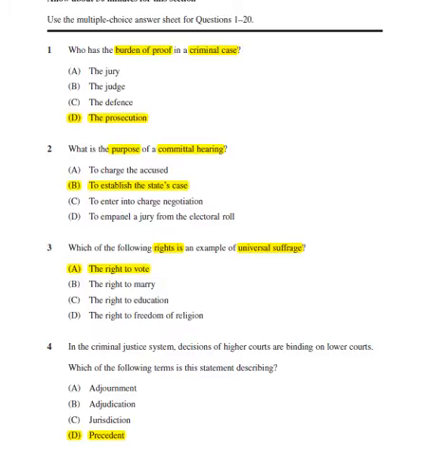Now question 1 relates to who has the burden of proof in a criminal case. The key words here are burden of proof and in a criminal case. Now we know that it's not the jury or the judge. Where you can really get confused is between the defense and the prosecution. But in a criminal case, the person that has to prove the case to the court is, of course, the prosecution.